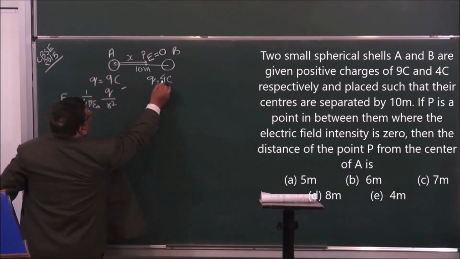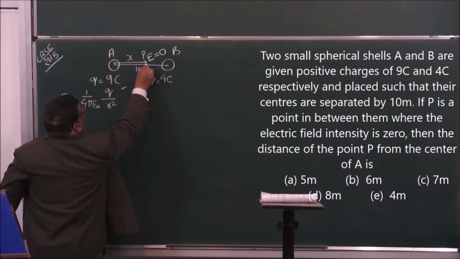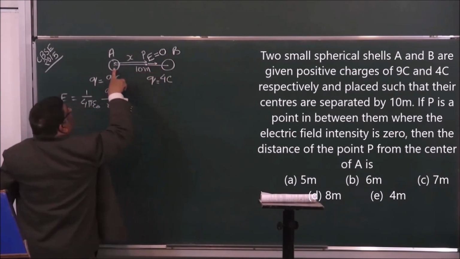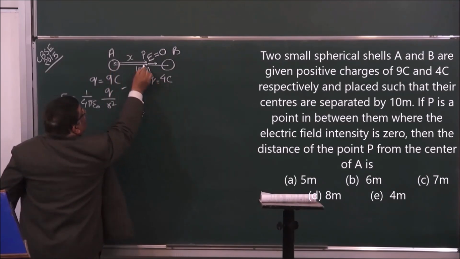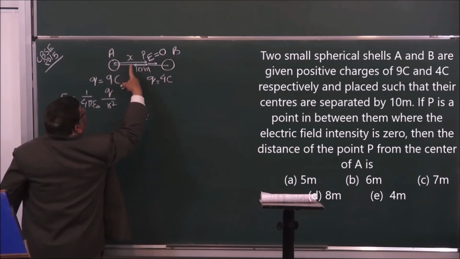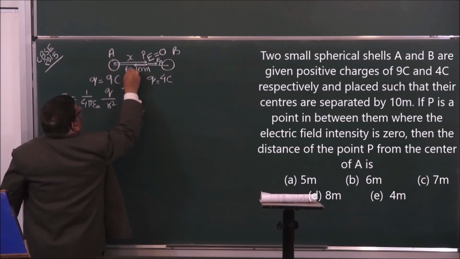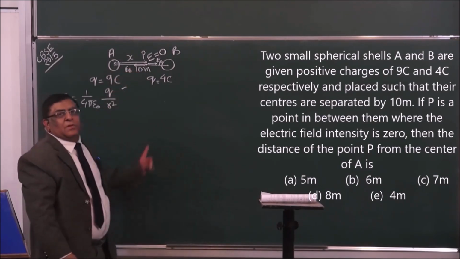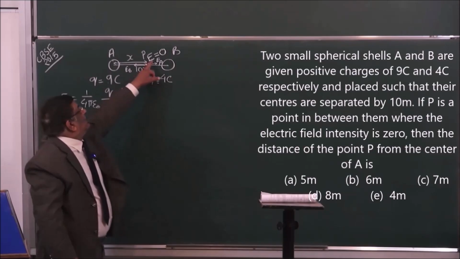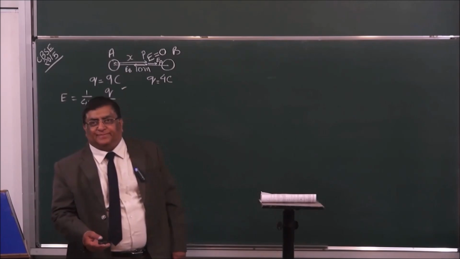Here no negative charge is there, both are positive. So this positive charge will make an electric field here by repulsion. This is the direction of the electric field created by this, and this is the electric field created by this. This will make an electric field in this direction, this will make an electric field in this direction. Let us call this E by A and this is E by B. Now, we want the electric field to be 0.